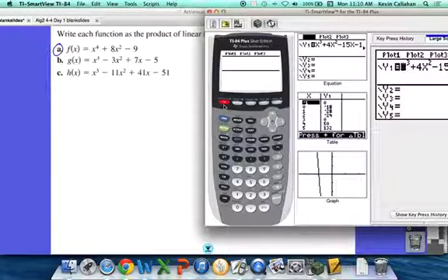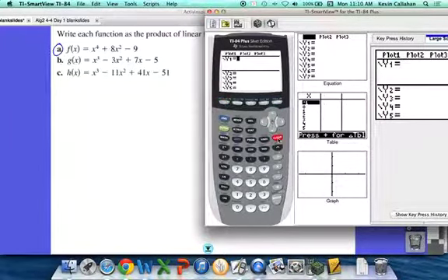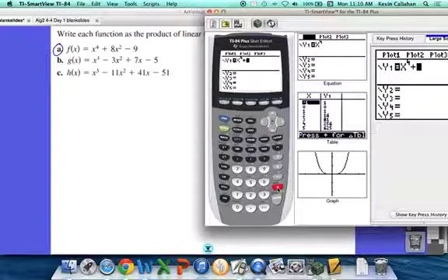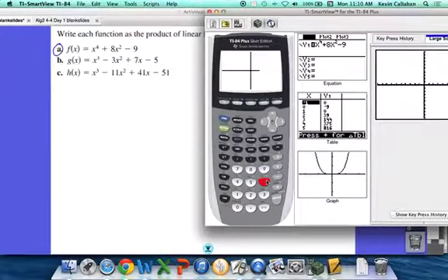y equals, clear, x to the fourth plus 8x squared minus 9. Let's look at the calculator, zoom 6. You see anything? It looks like -1 and 1. You confirm in the table of values. I've got it right there. Yeah, -1 and 1. So do synthetic division twice.